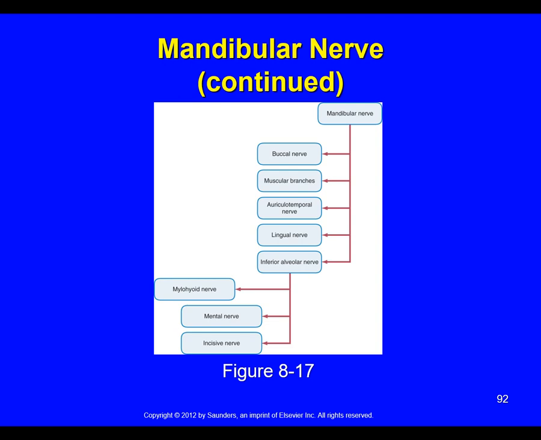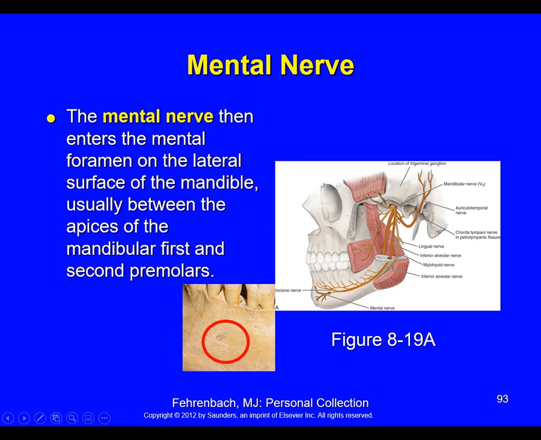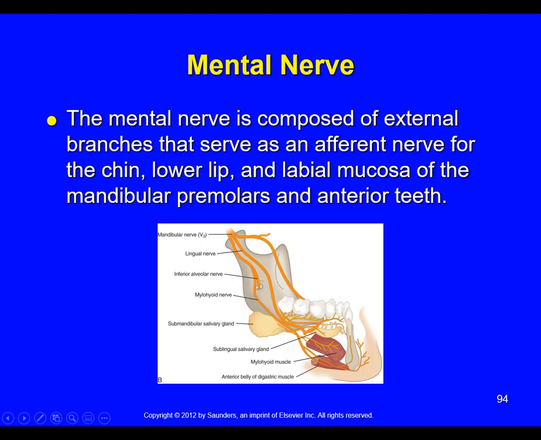And so here's another layout to take us back there. So the IA, we're down here, and then we've got several different parts, the mylohyoid, mental, and incisive. So the mental nerve enters through the mental foramen on the lateral surface of the mandible, right up here, usually between the mandibular first and second premolar. And it has external branches that serve as sensory nerve for the chin, lower lip, and labial mucosa of the mandibular premolars and anterior teeth. The mental is just the skin and the tissue.